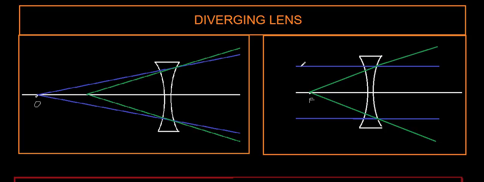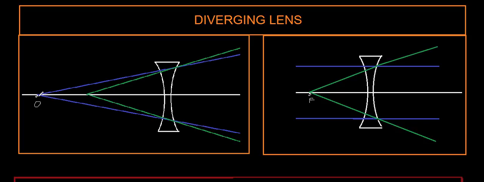If you consider a parallel beam of light rays, this is the original path. After traveling through this lens, they tend to move away from the original path, away from the principal axis, like this. If you want to find the image of this object which is at infinite distance, we have to extend these two lines like this. You will get the image here at focus. So when the rays travel through this concave lens, they tend to diverge. So it is called a diverging lens.